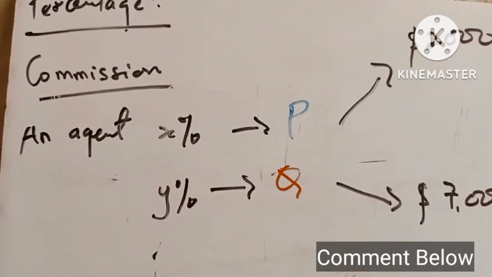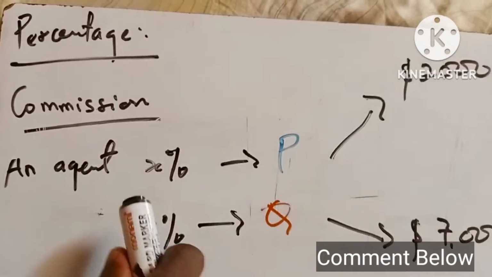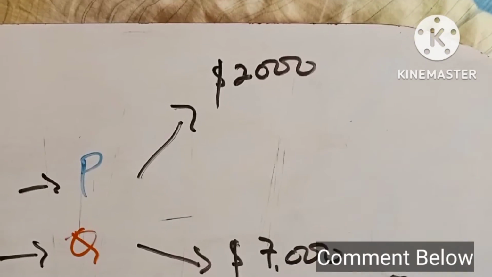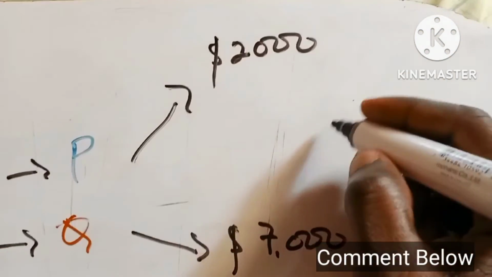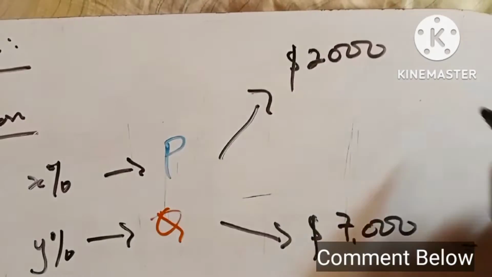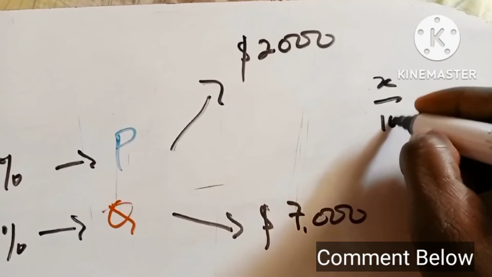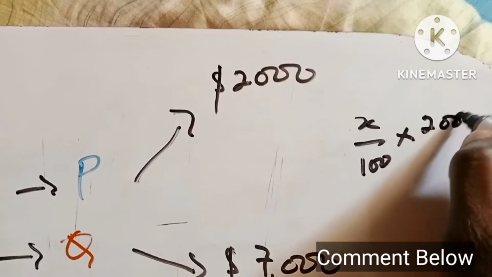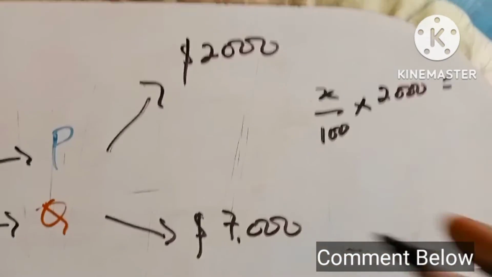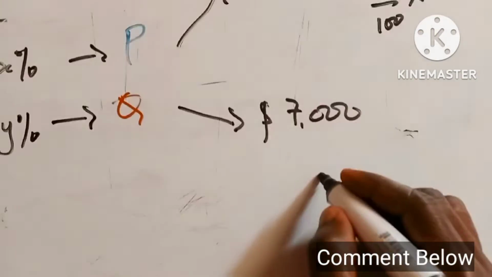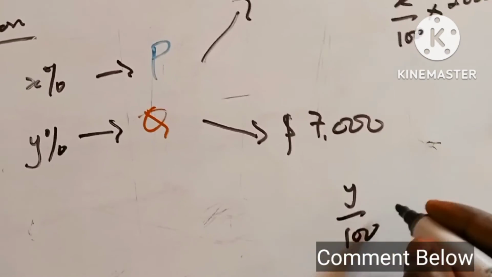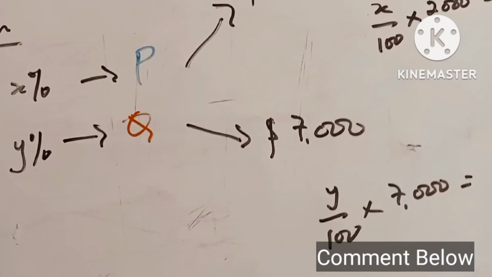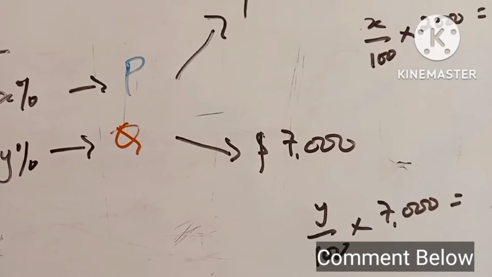Now you know how to deal with the commission. For us to calculate the commission on this one, if you remember the definition, the commission here is X percent, that's X over 100 multiplied by the total. The total is 2,000, so $2,000. So this is going to be what? And then what about here? Here we are also going to have Y over 100 multiplied by the total, that is the $7,000. Is that okay? So this is how you find the commission.